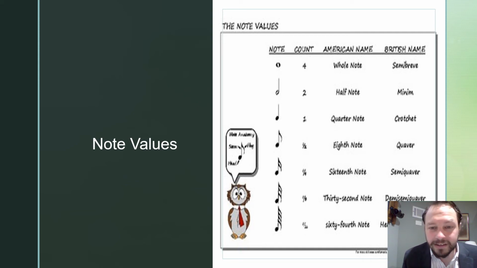Okay, but what we really need to know though: the whole note is worth 4 beats, the half note is worth 2 beats, the quarter note is worth 1 beat, the eighth note is half a beat, the 16th note is worth a quarter of a beat, right?